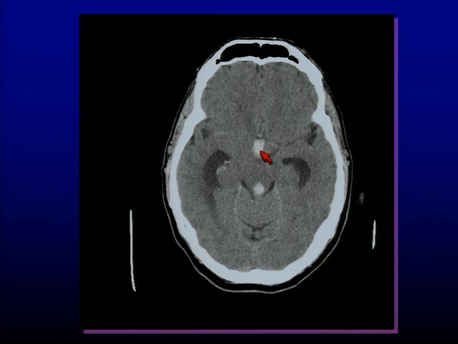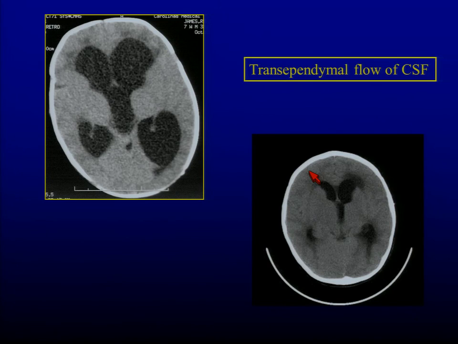You see this person's had some blood in their third ventricle, and here are the temporal tips that are starting to dilate up. The only other sign that a ventricle can show is something called transependymal flow. You can see this black shading of the anterior ventricular tip right there. That's CSF being squirted out into the substance of the brain.